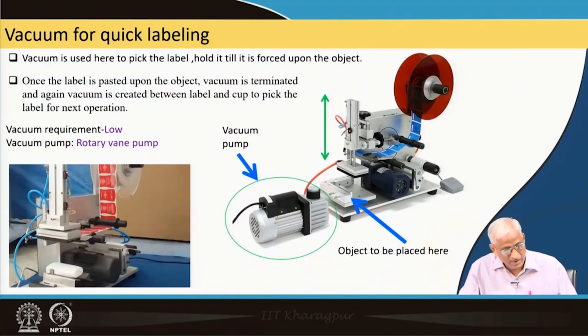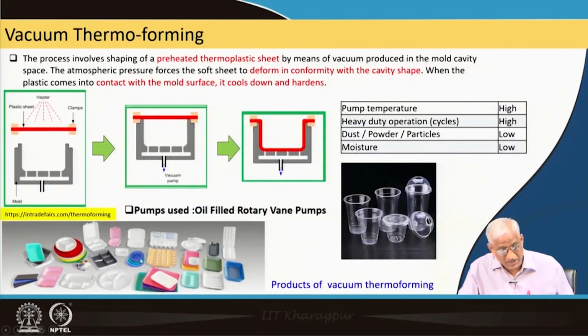I will show you components. See, a variety of components can be made using vacuum forming. The only thing is you have to change this cavity according to the type of product.